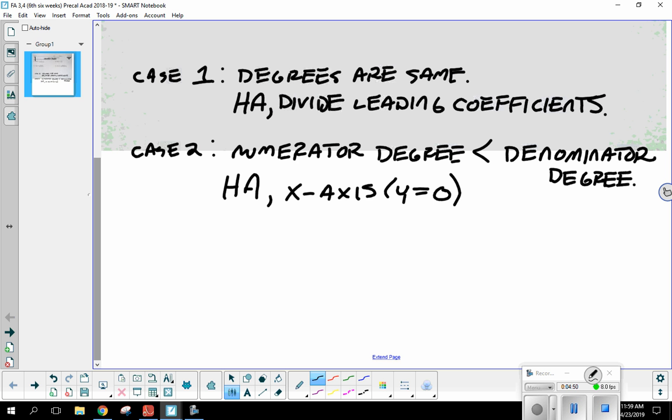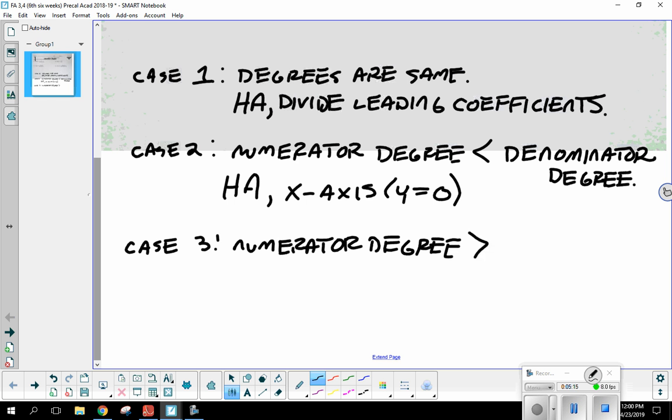Now, there's only one other case. Is this kind of seeming familiar? Yeah. Okay. What was the third case? Case 3. The denominator is going to be the smaller of the two. So I'll go ahead and write out the same thing. The numerator degree is greater than the denominator degree.